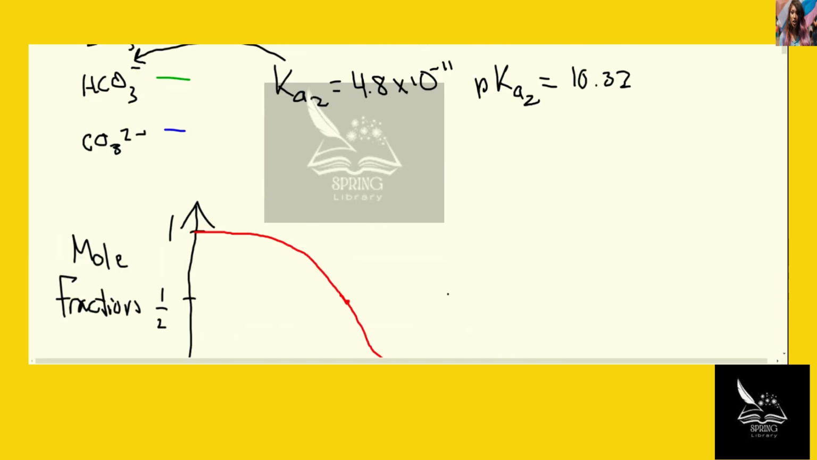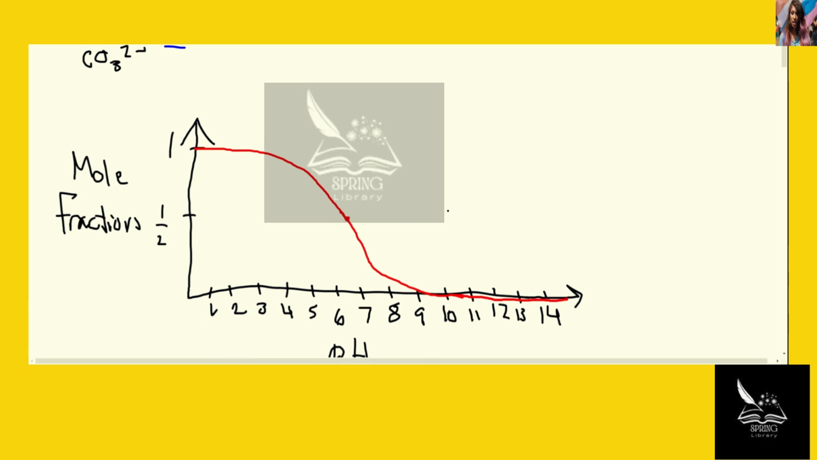Now let's take a look at bicarbonate. First it starts off as nothing. Then as the pH grows larger, it'll start to get higher. And then it becomes dominant. But then the bicarbonate will start to become carbonate as it becomes more basic. So it crosses here and then it tapers off to nothing.